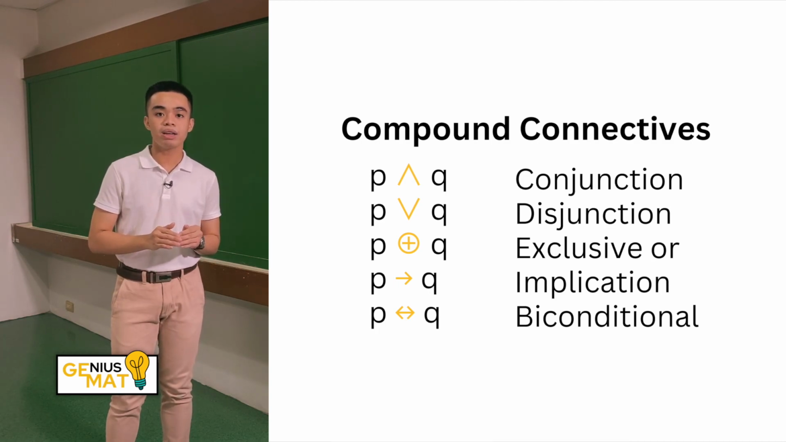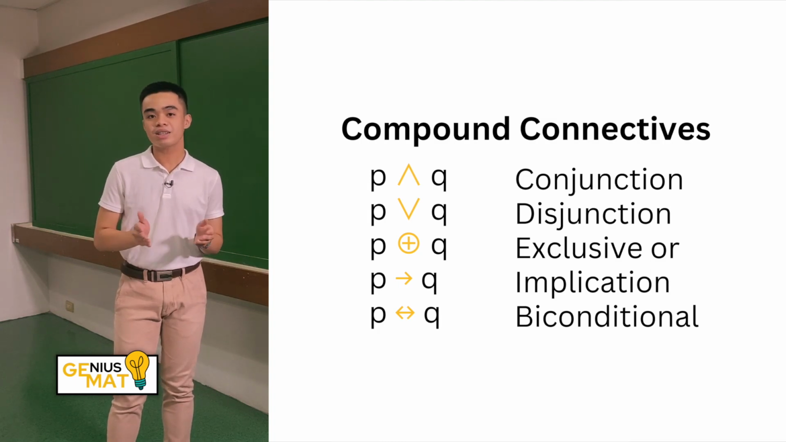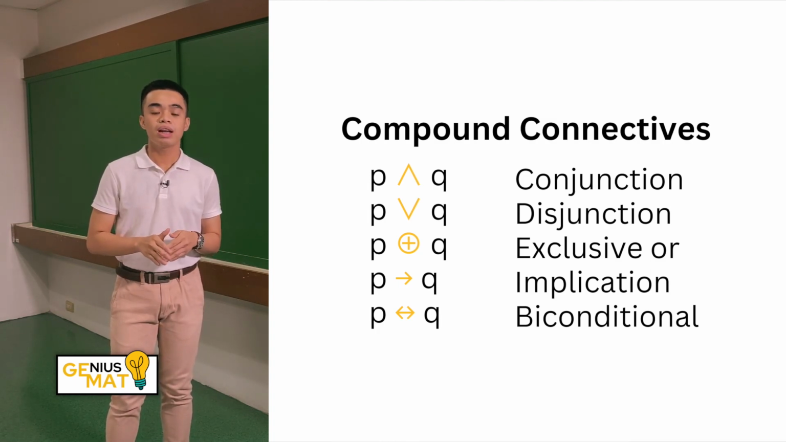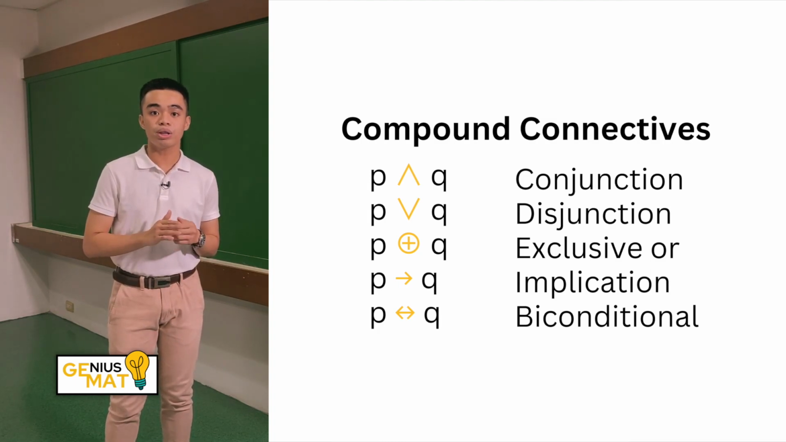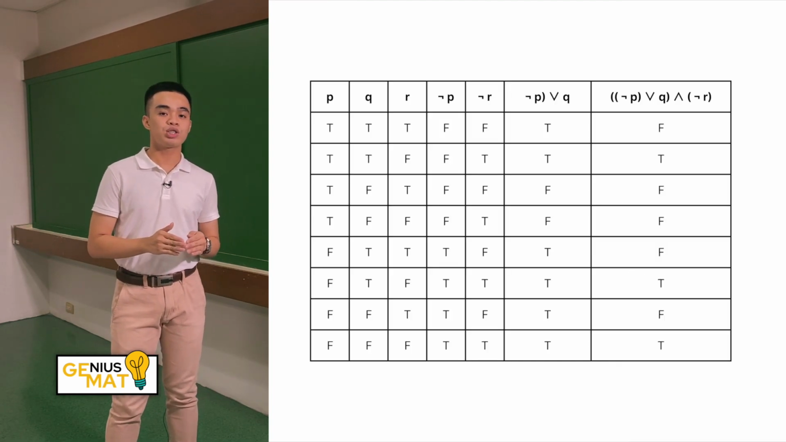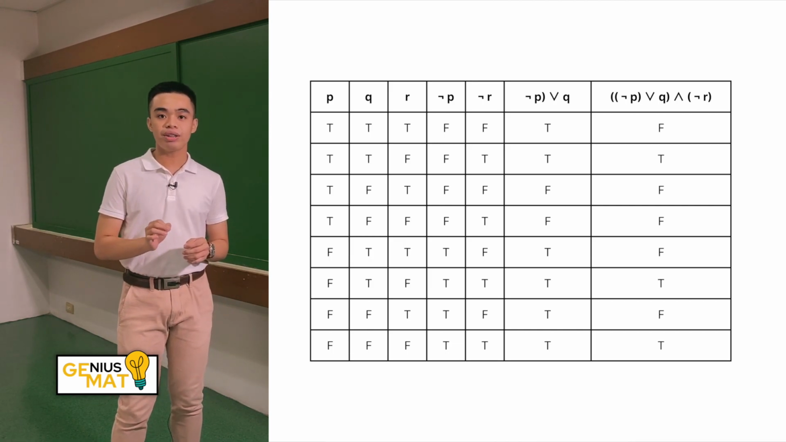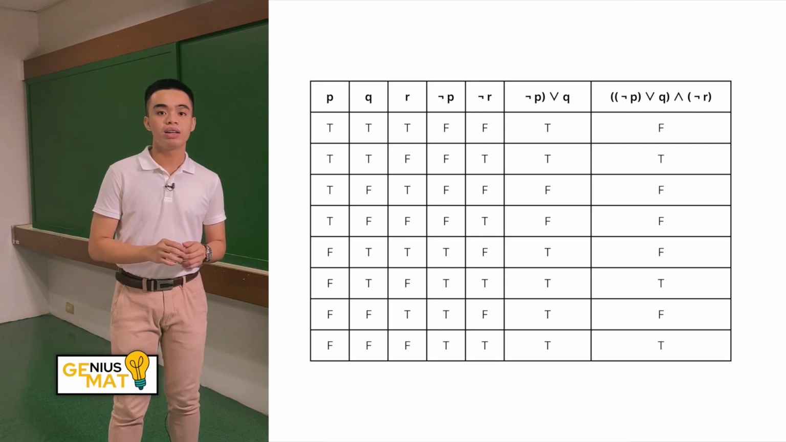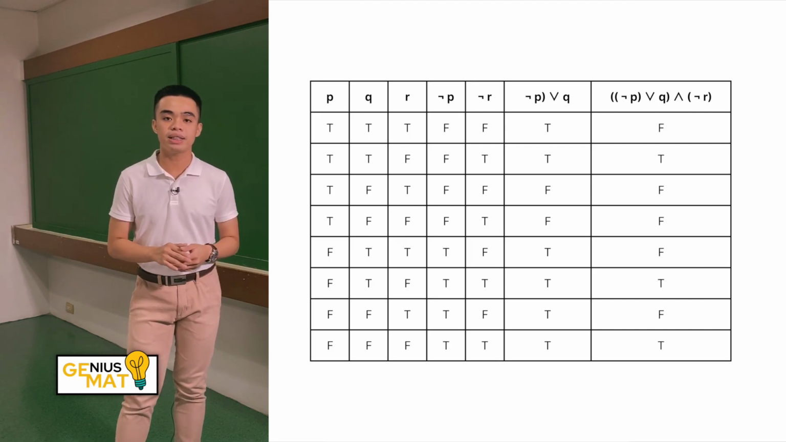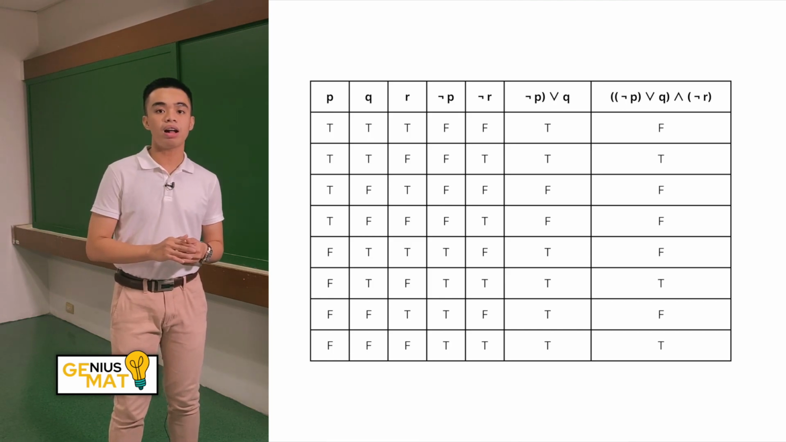If you combine all the knowledge we've learned just now, you can form a truth table. Let's create a truth table for the proposition (not P or Q) and not R. First, we will use P, Q, and R to construct the truth table. As you can see, the first column P has 4 T's followed by 4 F's. On the Q column, there are alternating 2 T's and 2 F's. And on the R column, T and F are alternating.